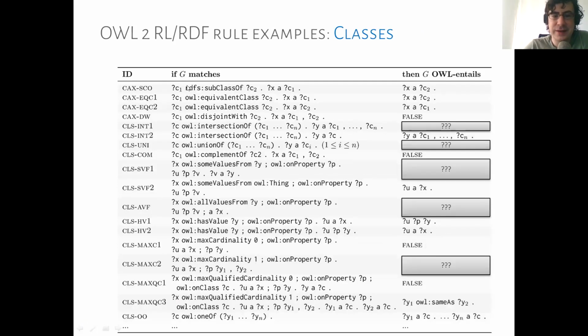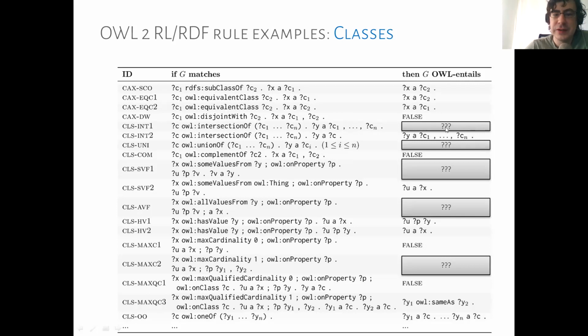So for classes, we have subclass, which we import from RDFS. We have equivalent class, which is sort of like a subclass, but in both ways. Disjoint with, where C1 is disjoint with C2, and X is C1 and C2, then we say that there is an inconsistency. C is the intersection of C1 to Cn, and if we know that Y is an instance of C1 to Cn, then we can infer here.